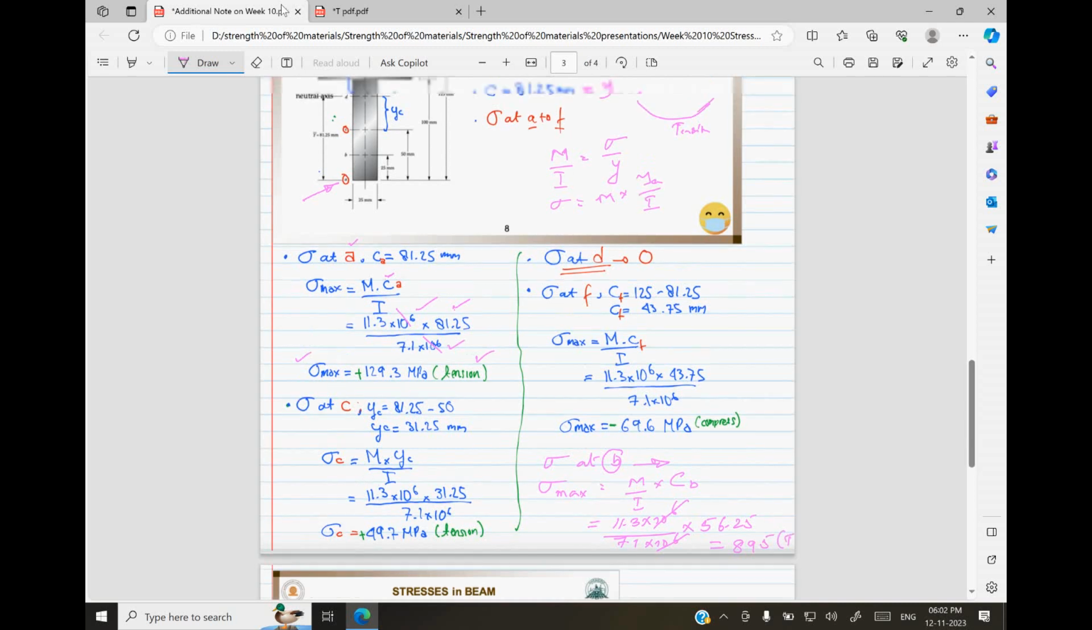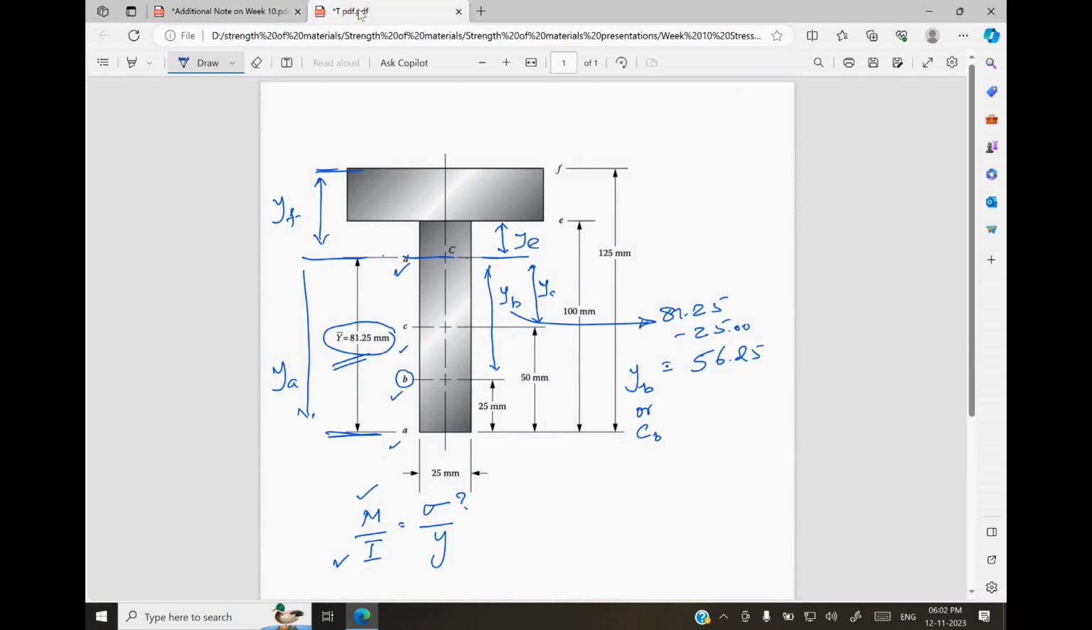Again, this is also tension, because it is also below the neutral axis. See here, where is your neutral axis? Your neutral axis is here. This point is below the neutral axis, is it not? So YB is done. 81.25 minus 25 is 56.25. That's fine. Now let us go to YC.